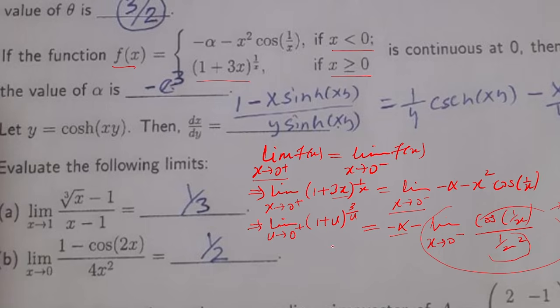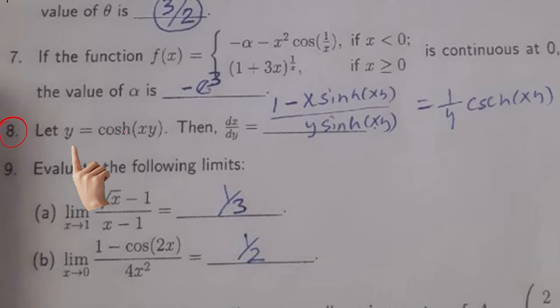What about this one? 1 plus u to the power of 1 over u as u goes to 0. The limit, that is e cubed, is equal to minus alpha. Therefore, alpha is equal to minus e cubed.